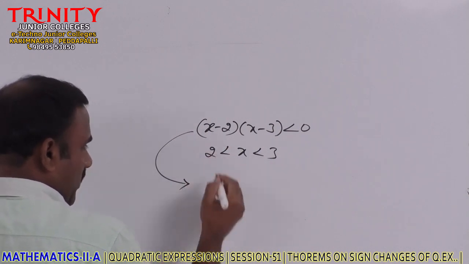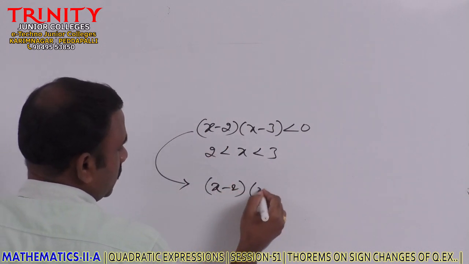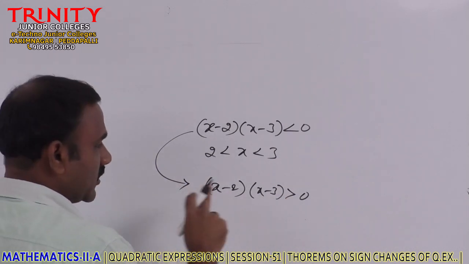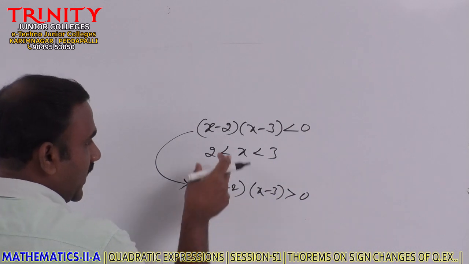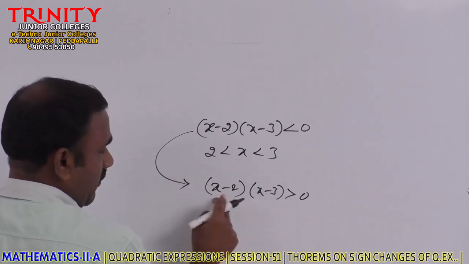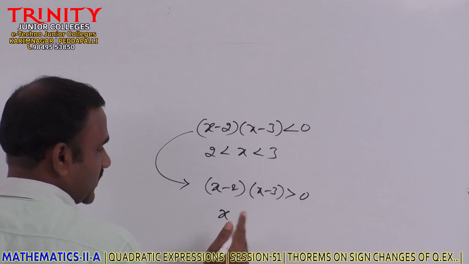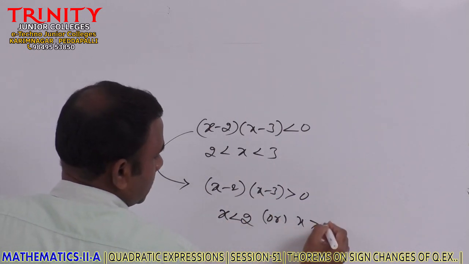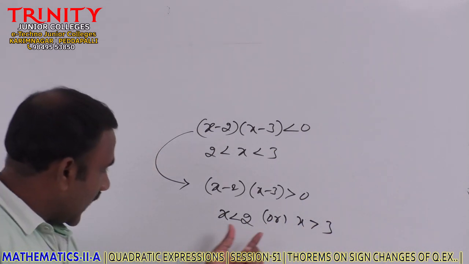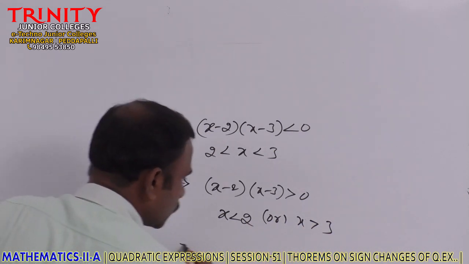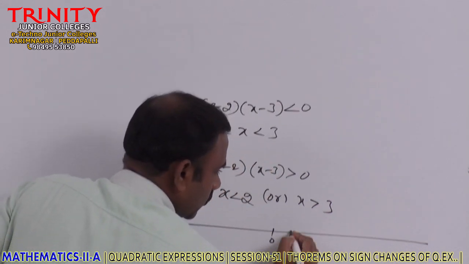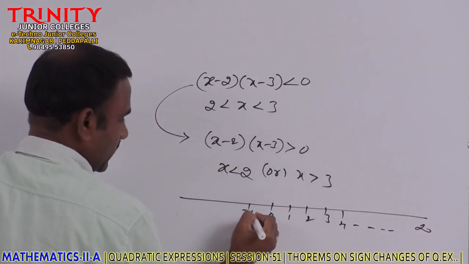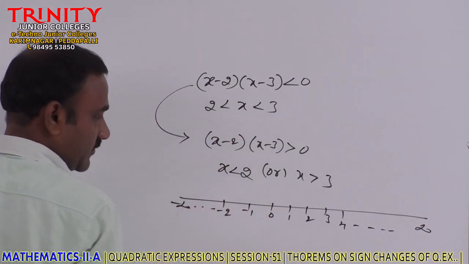Suppose the same quadratic (x minus 2) into (x minus 3) is greater than 0, then x doesn't lie in between 2 comma 3. Already we have discussed this and we did some problems based on this concept. When is (x minus 2) into (x minus 3) greater than 0? When x is less than 2 or x is greater than 3, which means x doesn't lie in between 2 comma 3. On the number line: 0, 1, 2, 3, 4, and so on up to infinity, and minus 1, minus 2, and so on to minus infinity.